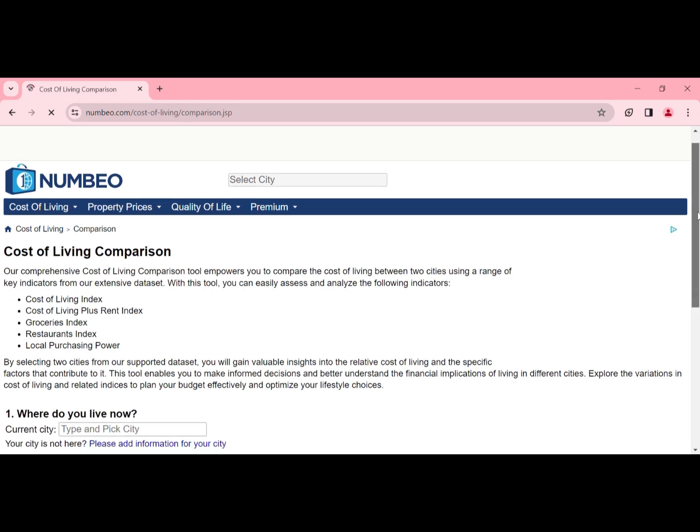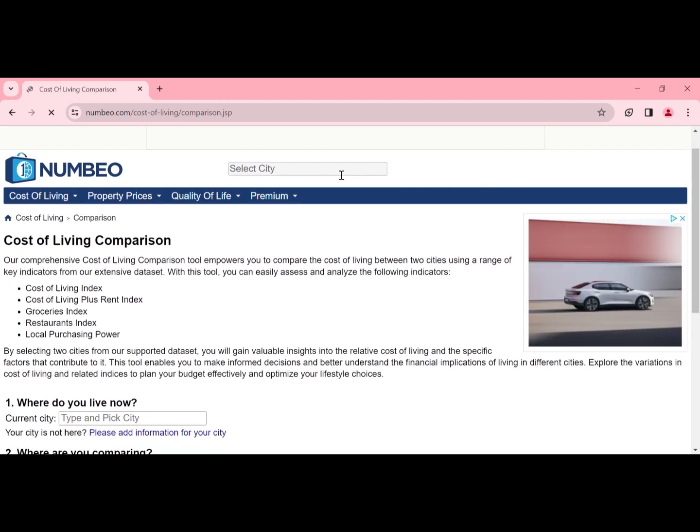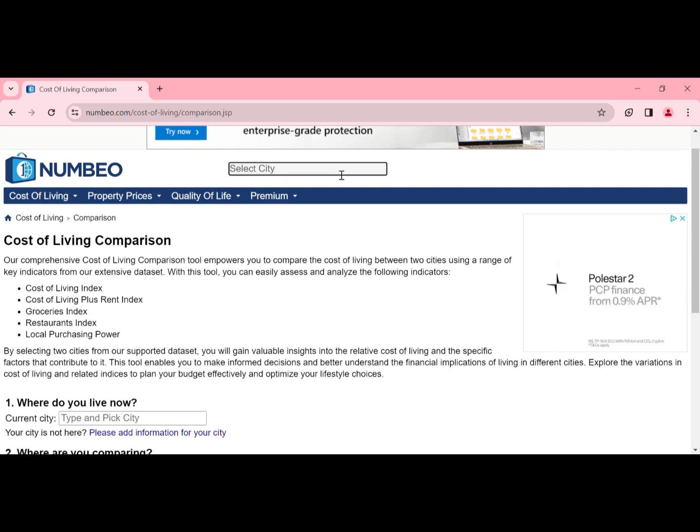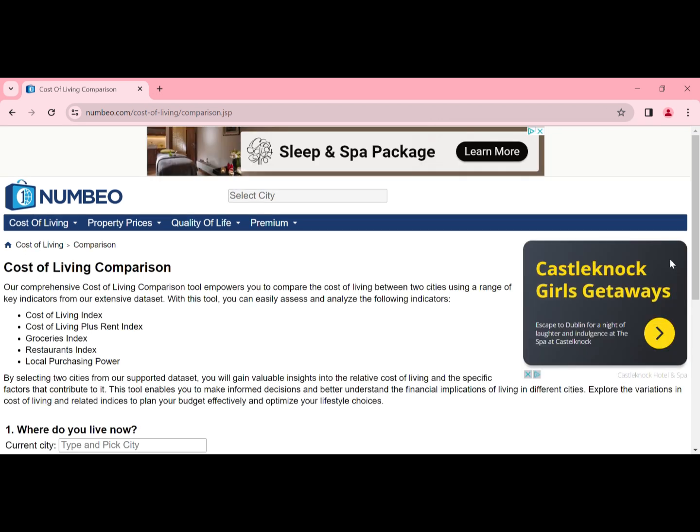So you are given an option over here at the slot. Select a city, so you can select any city at all around the world to actually compare. If you want to compare countries, it's also there, you can equally compare. So in this case, I'm just going to use Ireland as an example. Okay, when you come on this side, there are a few things you can actually compare.